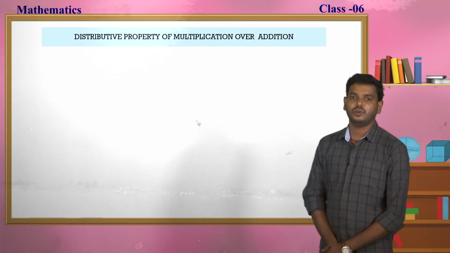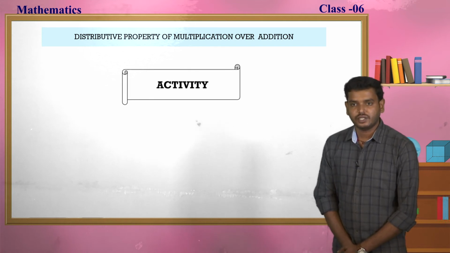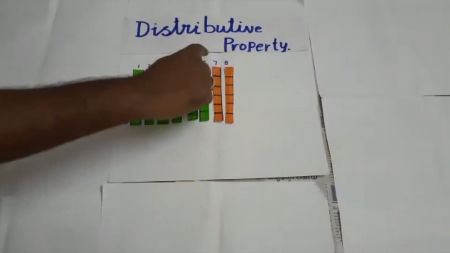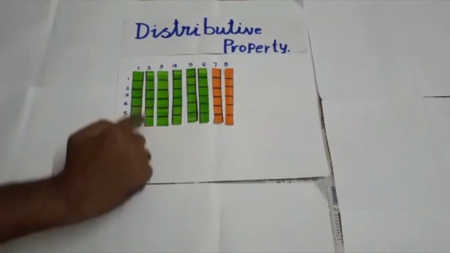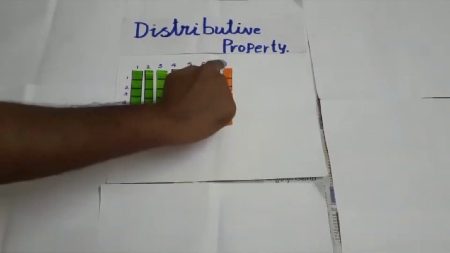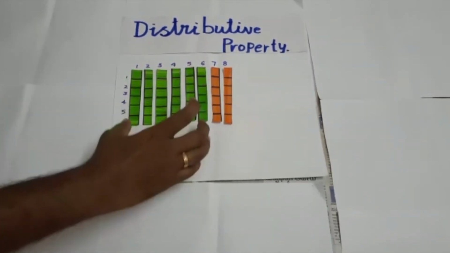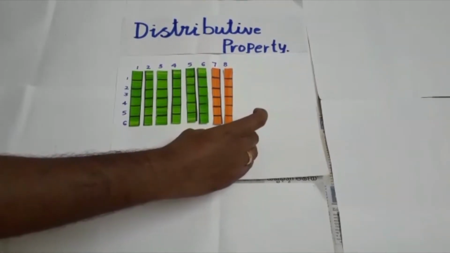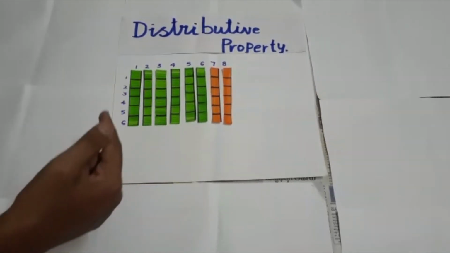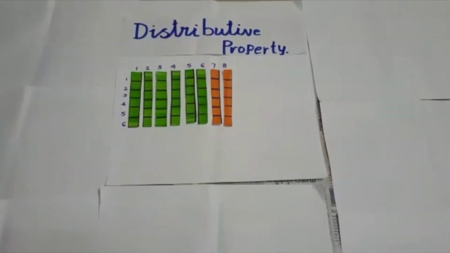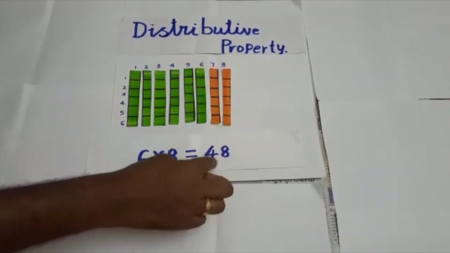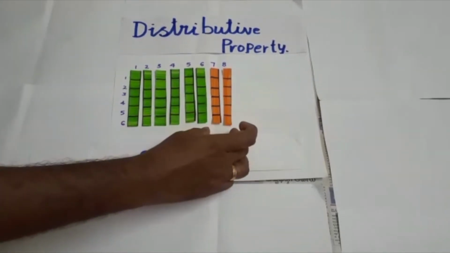Children, next we will move to another property called the distributive property. So, here we have an activity, let us move towards that. Students, we will perform an activity on the distributive property. Here we have some grids. Let us count them. Totally, we have 6 rows and 8 columns. Is it correct? They are green and orange colored. Here we can find the total number of grids by multiplying rows and columns, that is 6 into 8 is equal to 48. Here totally we have 48 grids of green color and orange color.